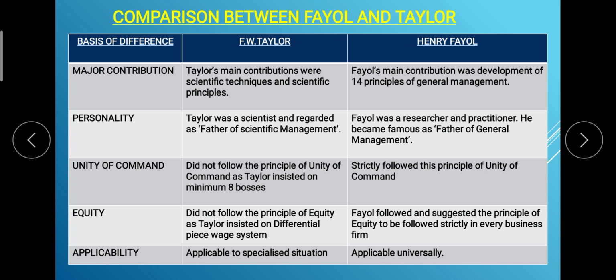Unity of command. Taylor did not follow the principle of unity of command. We have studied this in the technique of functional foremanship, where 8 bosses were there to give orders to the employees, to the subordinates. So, this principle was violated here. And Fayol strictly focused on the principle of unity of command. Fine. Then, equity. Taylor did not follow the principle of equity. This you have studied in differential piece-rate system also. And again, equity, Fayol has focused and suggested that all the principles should be followed strictly.